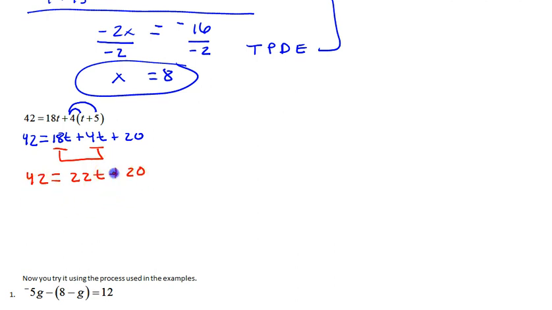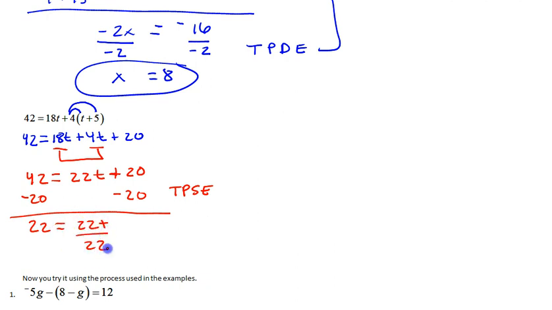Now I want to get rid of my addition first, so I'm going to subtract 20 from both sides. This is the transformation principle of subtraction for equality. Here I get 22 equals 22t. I'm going to divide both sides by 22. That's the transformation principle of division for equality. And I get 1 equals t, because this cancels out. So my answer is t equals 1.